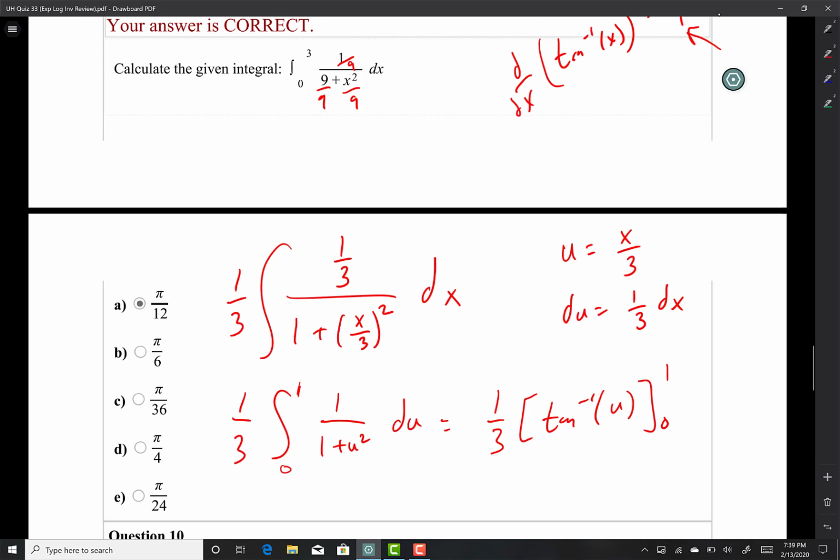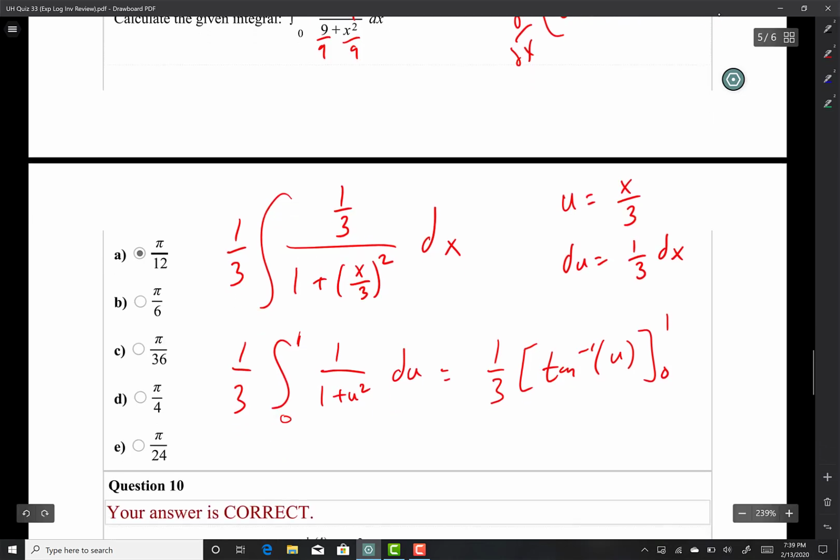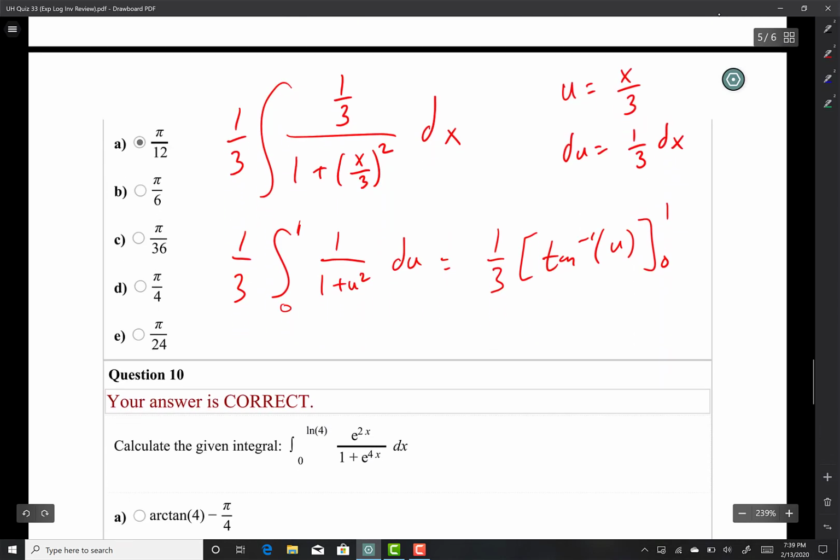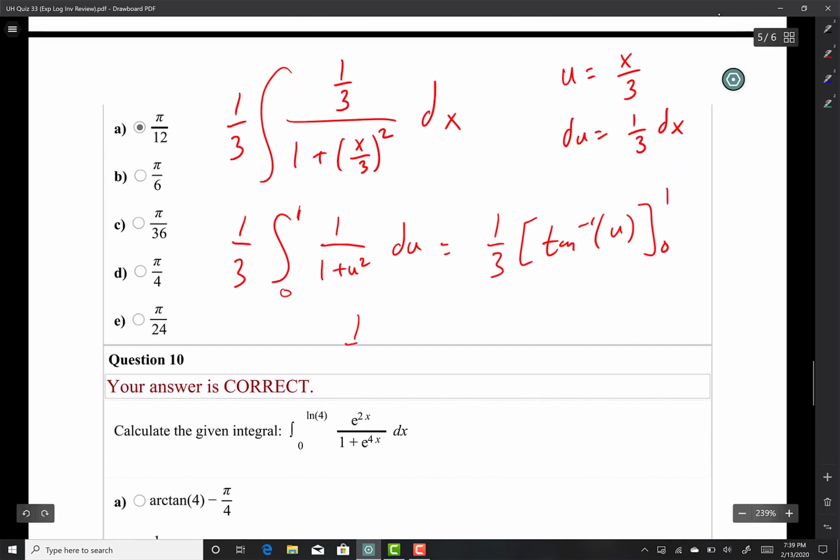There's no reason to go back to your x, and there's no reason to go back to x in this case. So it's both true in real life and in math. So don't go back to your x. So here we go. 1/3, leave it factored out, arctan of 1 minus arctan of 0.